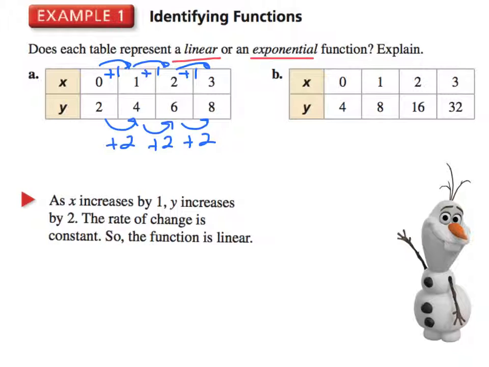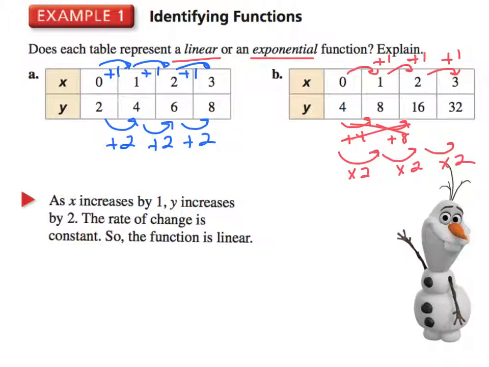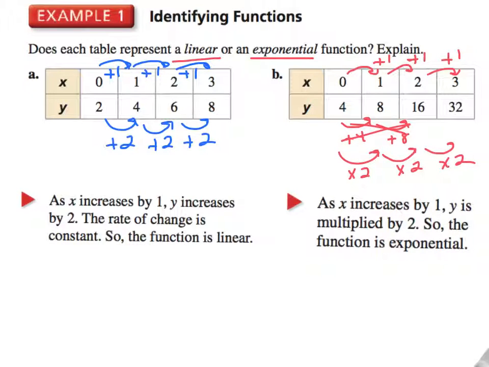In the second example, your x value also increases by 1 each time. So you could say this increases by 4, this increases by 8, this increases by 16. But let's look for the pattern. This is actually times 2, times 2, times 2. Therefore, that's going to be exponential. So as x increases by 1, y is multiplied by 2, so the function is exponential.